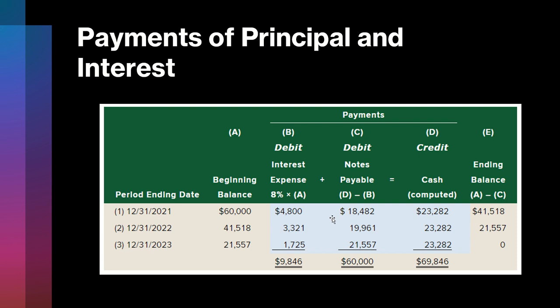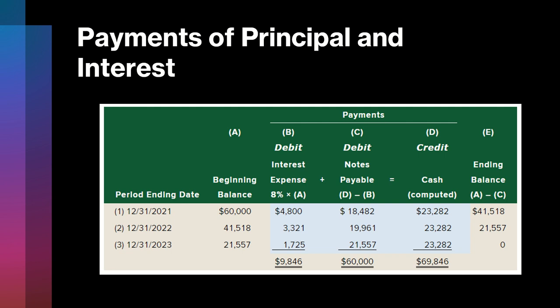So again, first start off with column A, then calculate what the interest expense is going to be in column B. What I like to do is skip over to column D, because column D shows the cash payment that's going to be made by the borrower, and that cash payment is going to cover the interest expense and also the notes payable, which is whatever's remaining after the interest expense is paid from the cash payment.